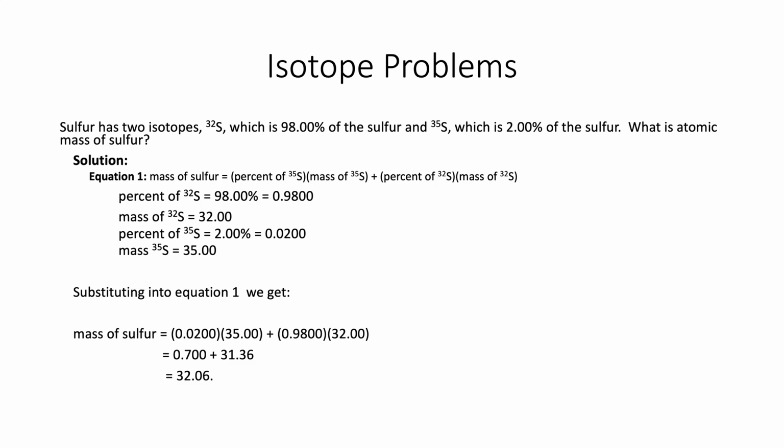So sulfur, and these are made up. Sulfur has 2 isotopes, 32 and 35. The 32 is 98%, the 35 is 2%. What's the atomic mass? Atomic mass is the average. So the mass of sulfur would be the percent of the 35 times the mass of the 35, plus the percent of the 32 times the mass of the 32. The mass of the 32 is 32, the percent of 35, putting them in decimal, substituting it in, and then doing the math, we get 32.06. Right? So you need to know this equation.